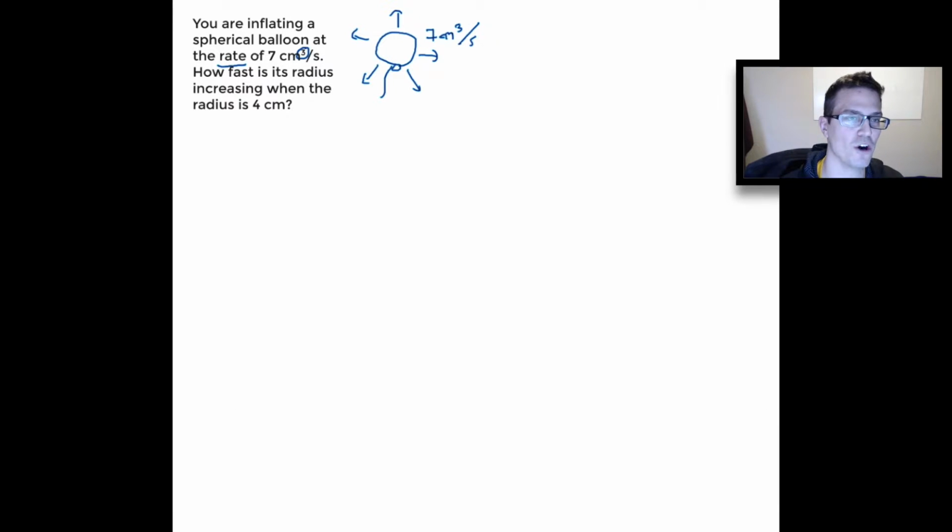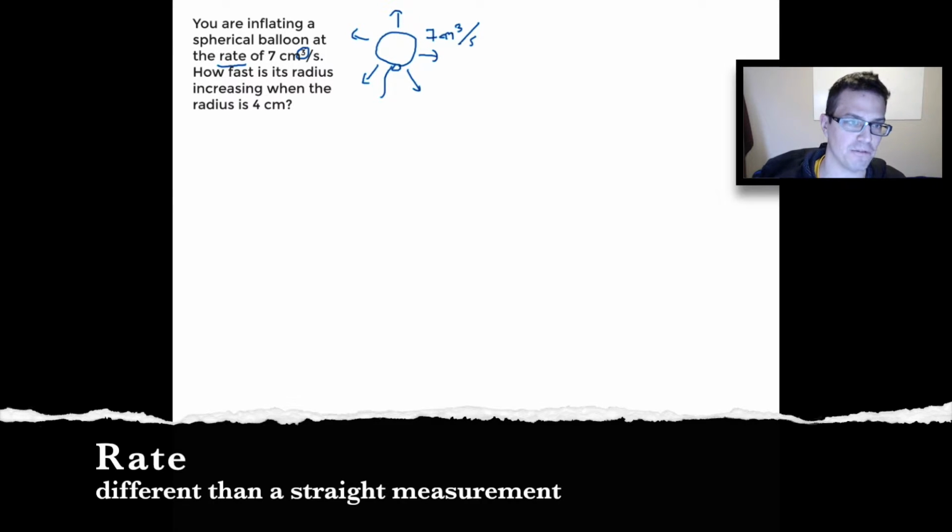Now, it's important to know that it's the rate and not the actual volume. The volume is not 7 cubic centimeters. It's the volume's rate that is increasing at 7 cubic centimeters per second. Okay, so it's a change. It's a rate. It's the rate at which that balloon is increasing its volume.